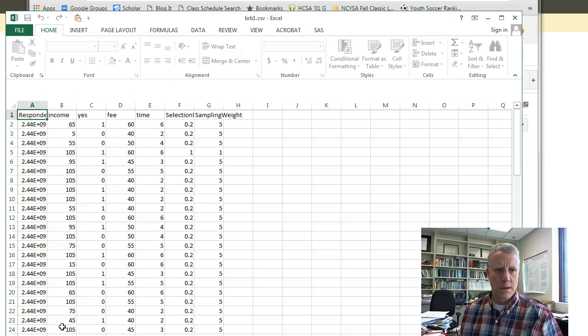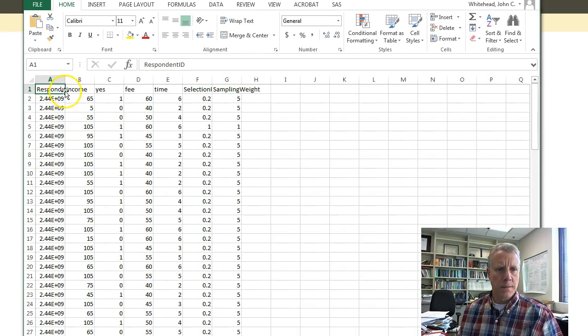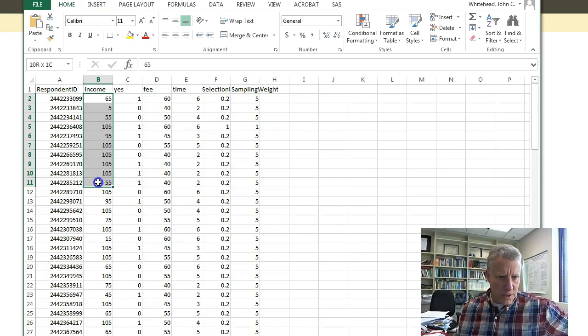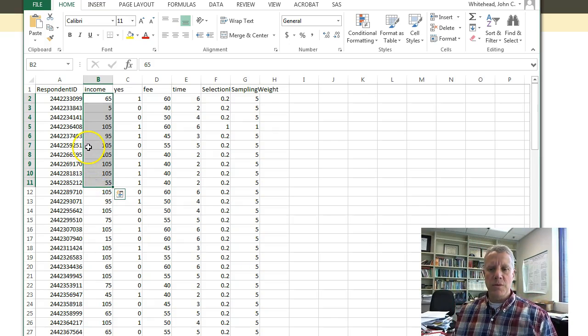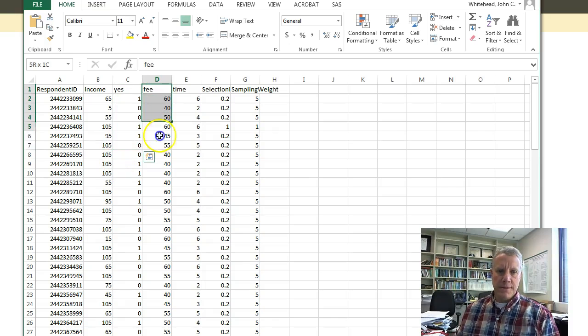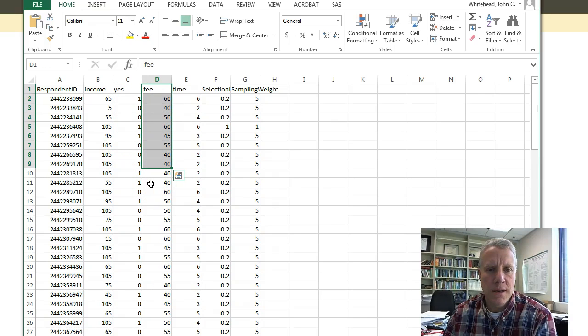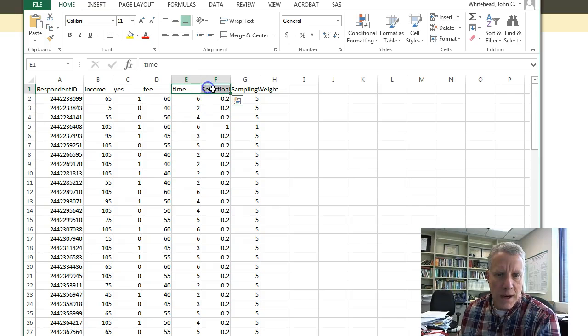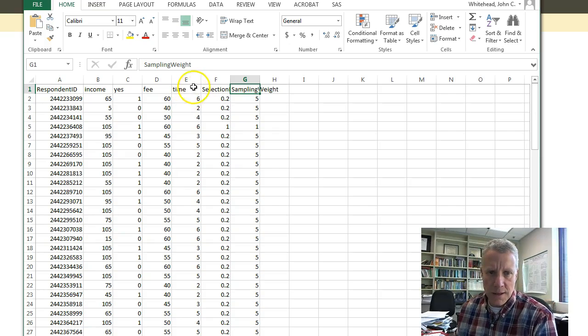and take a look. And this has a respondent ID, income, and there's only 2 or 3 digits in that number. So that means it's income of the respondent in thousands. Yes is a 0, 1 variable. That's your dependent variable for this assignment. Fee, that is the randomly assigned registration fee for the Blue Ridge Brutal road bike race in Ashe County. Time, ignore that, ignore selection probability, and ignore sampling weight. Those variables are just automatically included.